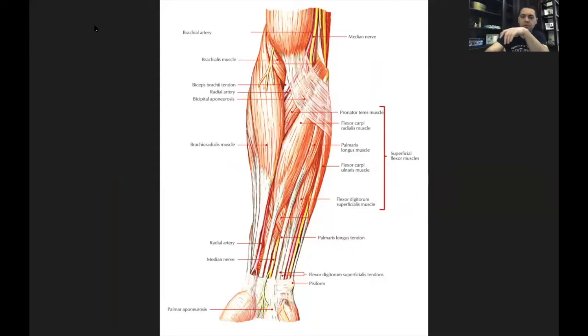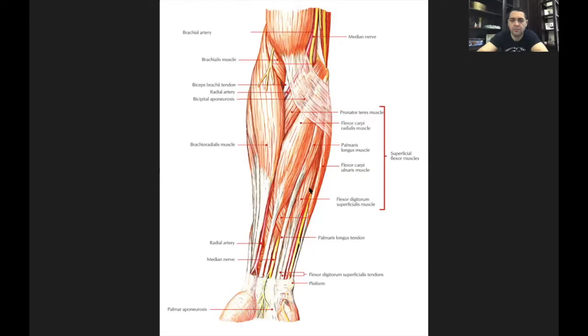So, for example, here we have the flexor muscles. There are two layers of muscles. Here we can observe also the tendons, which go until the digits. Some of the flexor tendons move the digits in flexion, and some make the flexion at the level of the wrist. And here we have the first layer, the superficial layer. Here we have the brachioradialis muscle. And most importantly, here we have the flexor carpi radialis muscle.